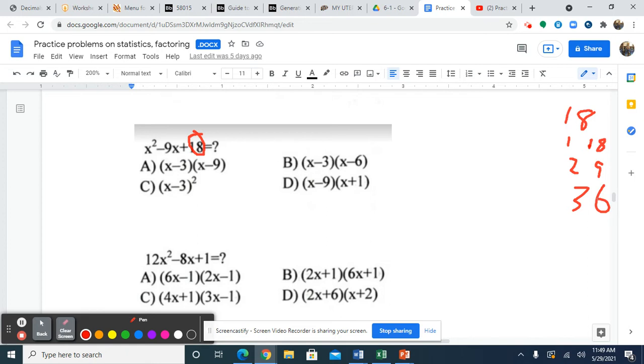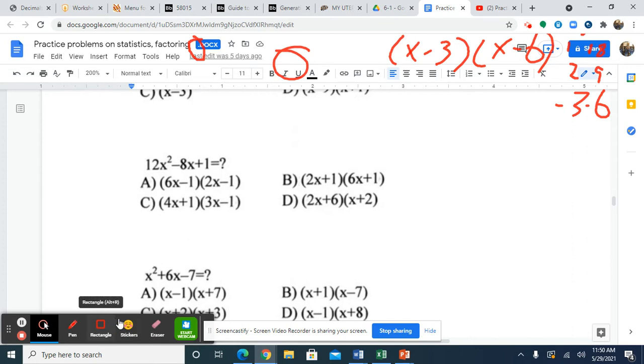Now we want two numbers that are going to multiply to a positive 18, but are going to add up to that negative 9 in the middle. So what that tells us is that both of the numbers have to be negative. And it's going to be 6 and 3 because both of those will add up to a negative 9. So x minus 3 and x minus 6 would be our answer here.